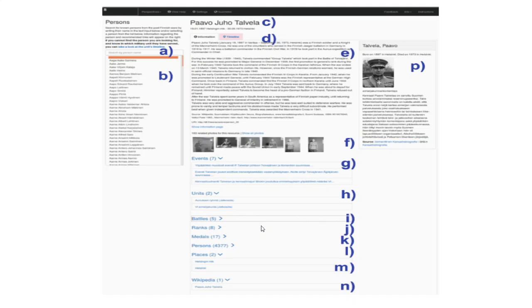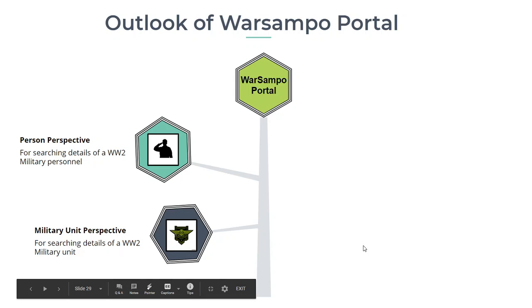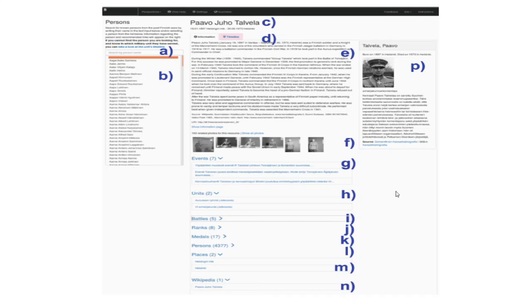J shows all his ranks and promotions. K shows all his medals. L shows other related persons based on the ranks, events, and medals. And M shows the places the person is related to, and N shows the Wikipedia links which are given on the portal, and P is a small Finnish national biography widget related to that person.